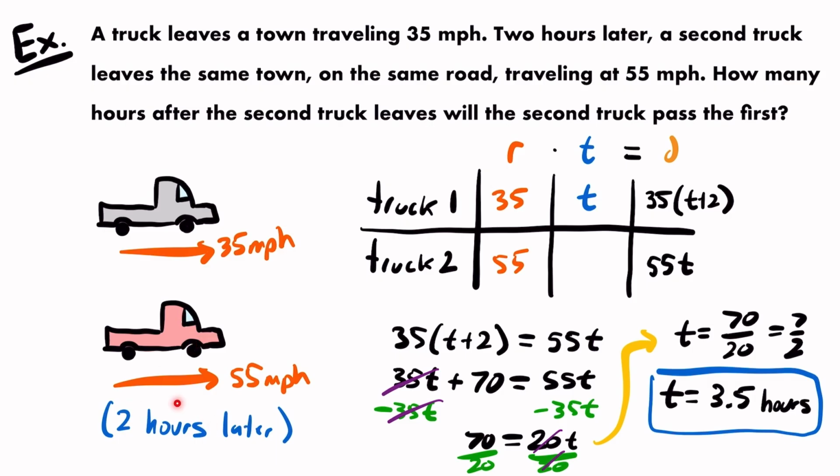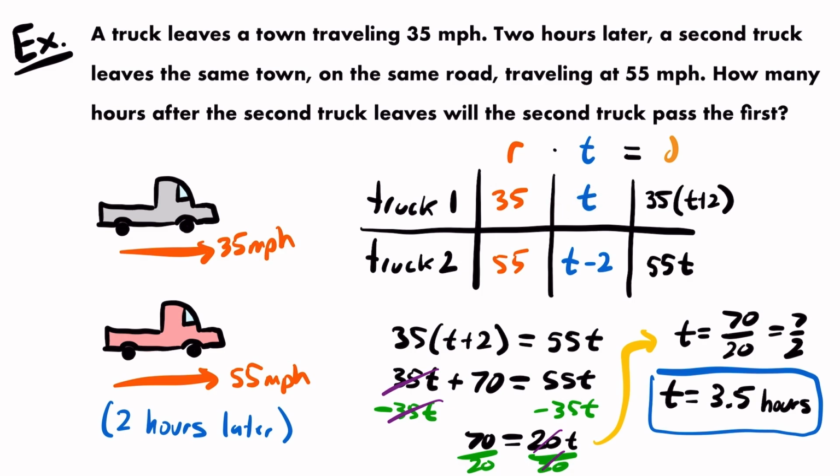So whatever the amount of time is for truck 1, truck 2 would have that amount of time minus 2. And so if you set it up that way, it would change these amounts for the distance. You would have 35 times t for this distance, and then 55 times t minus 2 for this distance. And then you could still set those two distances equal to each other to form an equation where you could solve for t. But then you just have to be careful there and remember that that t that you solved for would be this t right here, the amount of time for truck 1.